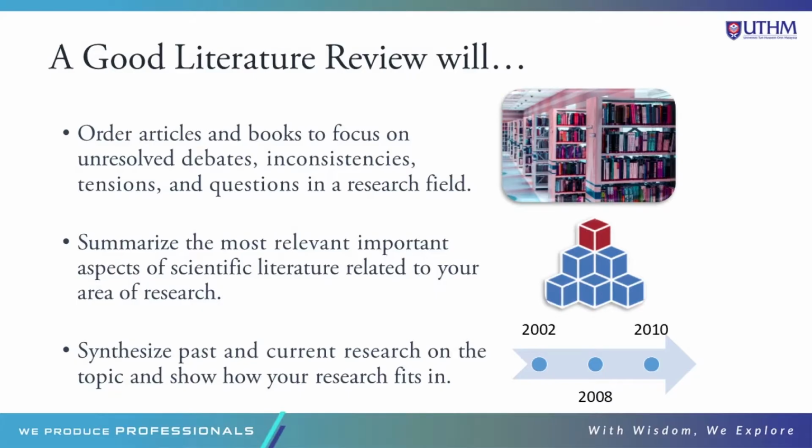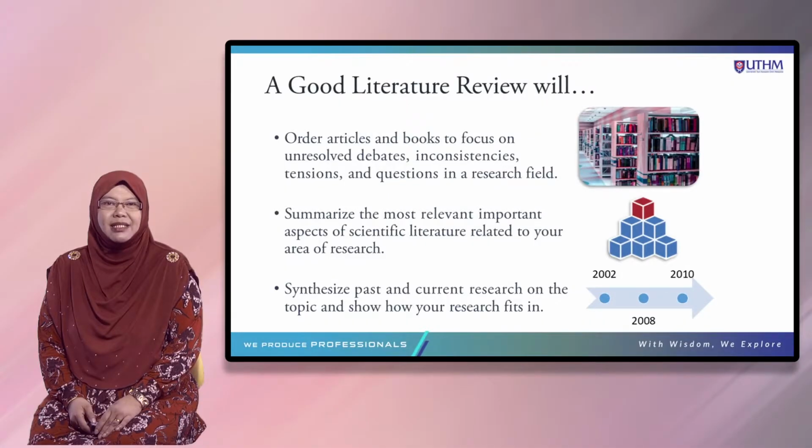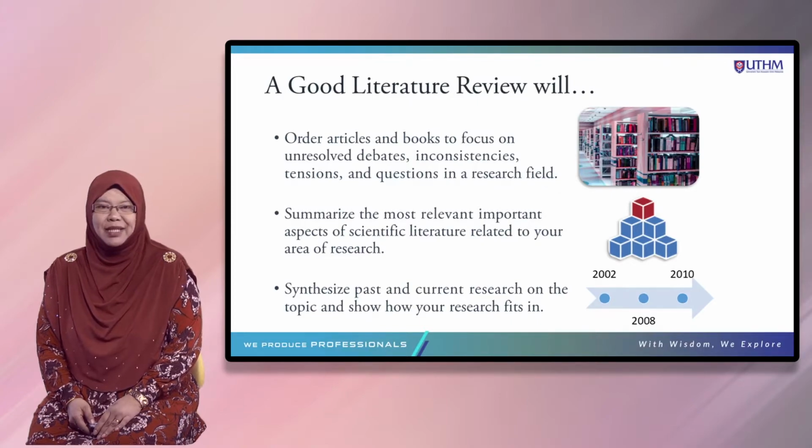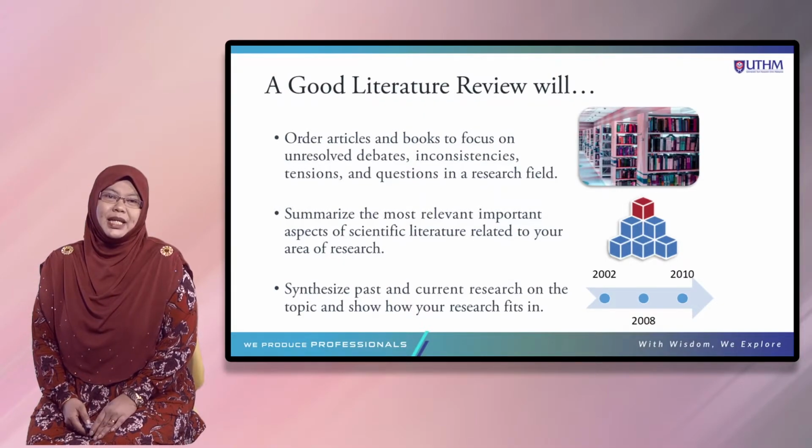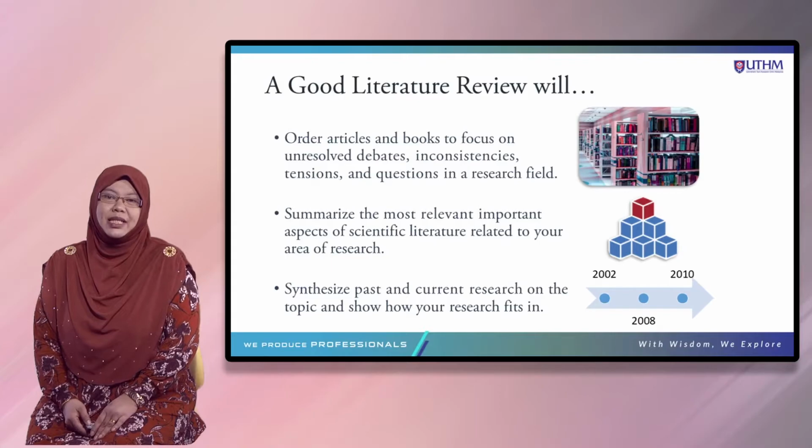A good literature review will order articles and books to focus on unresolved debates, inconsistencies, tensions, and questions in a research field. Summarize the most relevant important aspects of scientific literature related to your area of research. Synthesize past and current research on the topic and show how your research fits in.